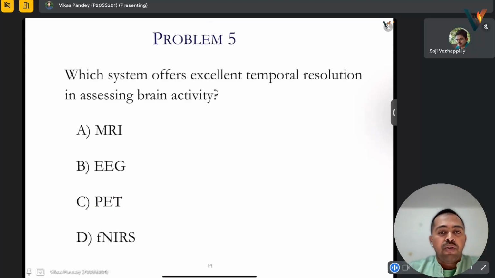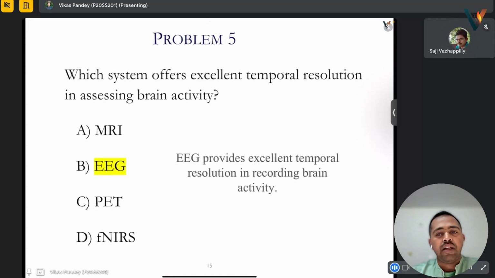Which system offers excellent temporal resolution in assessing brain activity? MRI, EEG, PET, or fNIRS? MRI is a special thing. Then near infrared may be higher resolution. But EEG. EEG is the one that provides excellent temporal resolution in recording brain activity, and that is why it is used. Whatever we are using, like ECoG and others, are actually modifications of EEG only.